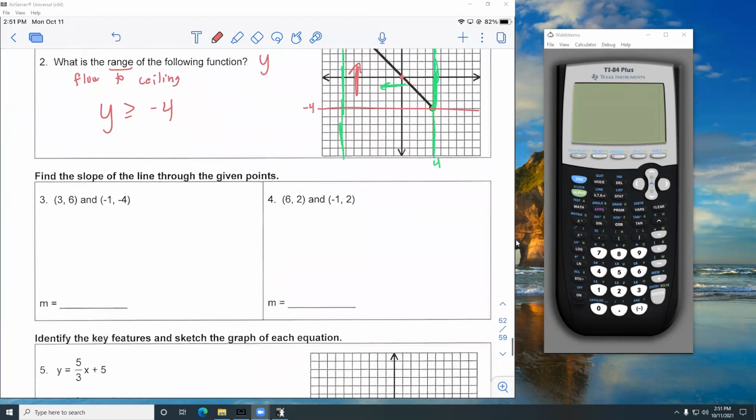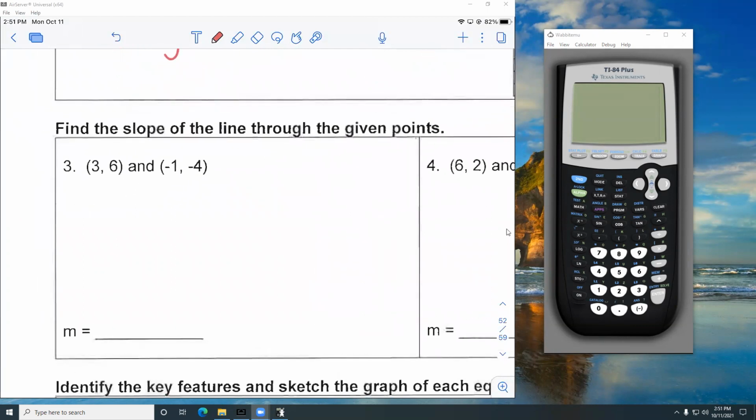All right, so now looking at 3 and 4, we're going to find the slope of the line that is going through the given points. For number 3, my points are (3, 6) and (-1, -4). This is where I use stat edit. So I look here at my calculator. I press stat, and then I press enter on edit. In L1, I put my x's, so I'm going to put 3, enter, -1, enter.